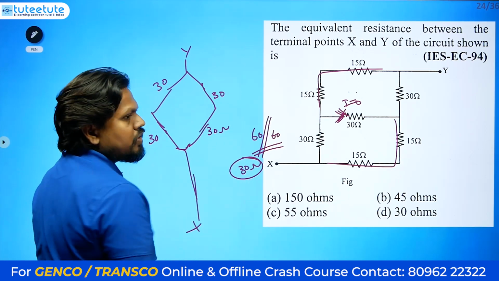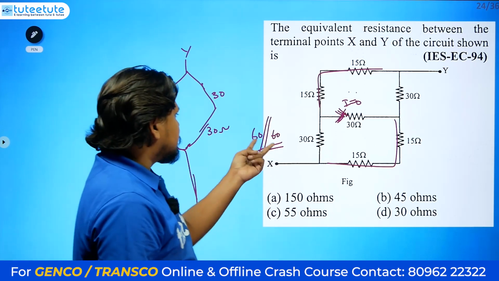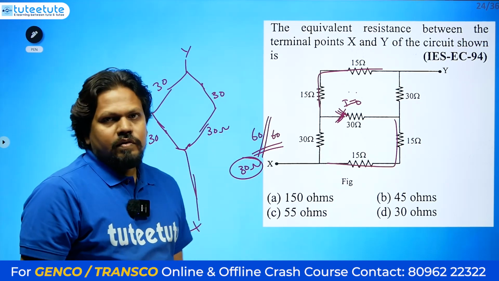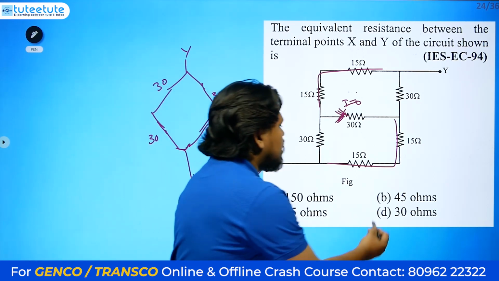Okay, so don't ask how you are getting 30. Whenever two resistances of the same value are connected in parallel, you will get half of that value. Okay, so 30 ohms will be the answer for this.